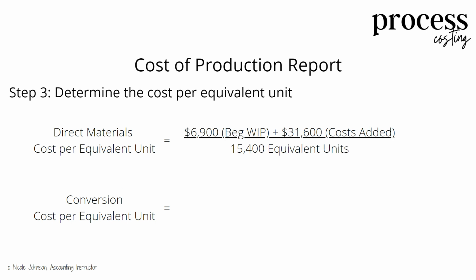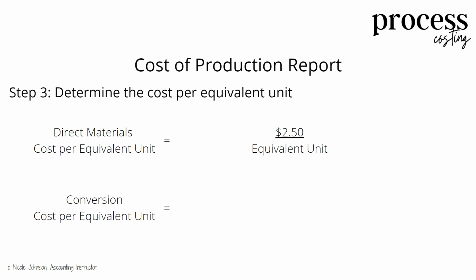So for direct materials cost per equivalent unit, we'll take the beginning work in process cost of 6,900 plus the cost added of 31,600. We'll divide it by 15,400 units. This comes out to $38,500 divided by 15,400 units, or $2.50 per equivalent unit.